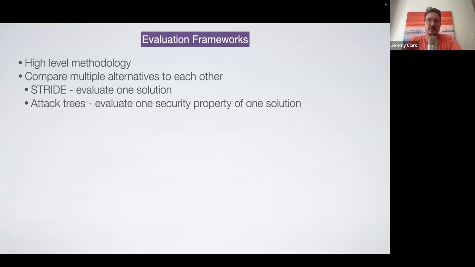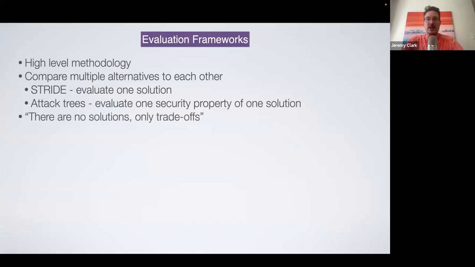So with STRIDE, you would evaluate one solution. And attack trees, which we'll talk about next class, are even more specific than STRIDE. You're looking at one property or one attack vector, one goal of the adversary for one solution, but we'll get there next class. So these two are just about a single one. And then with an evaluation framework, you're going to try and compare multiple things to each other.